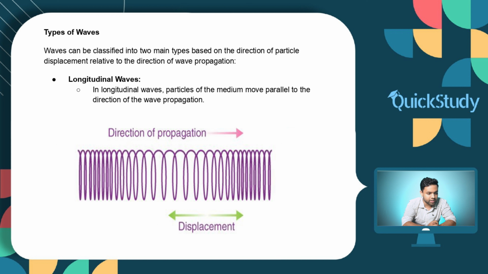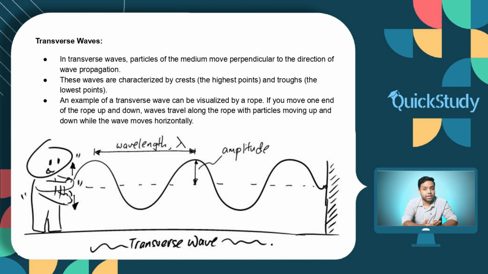Longitudinal waves are particles of the medium. In longitudinal waves, particles of the medium move parallel to the direction of the wave propagation. Here in the figure, we can see that the wave is traveling in the same direction as the propagation. On the other hand, in transverse waves, particles of the medium move perpendicular to the direction of the wave propagation. These waves are characterized by crests, the highest points, and troughs, the lowest points.